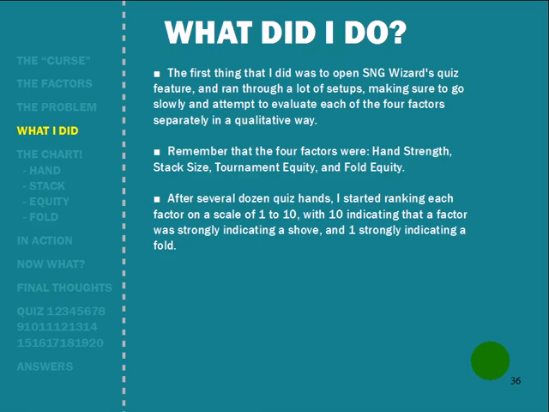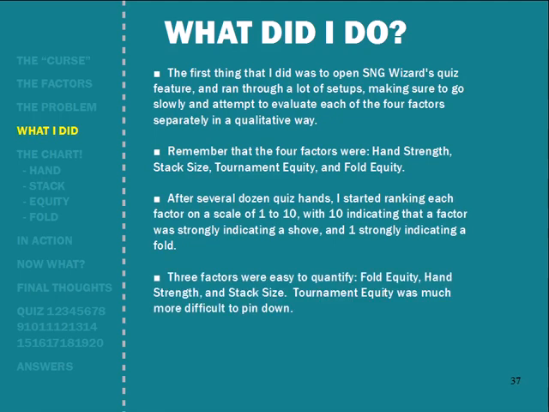So I started to write this down, just casually so I would remember it. I had started assigning values on a scale of 1 to 10 to each of these factors, with the number 10 indicating the factor was strongly indicative of a shove, and a 1 strongly indicating a fold. So 3 of these factors were pretty easy to quantify.